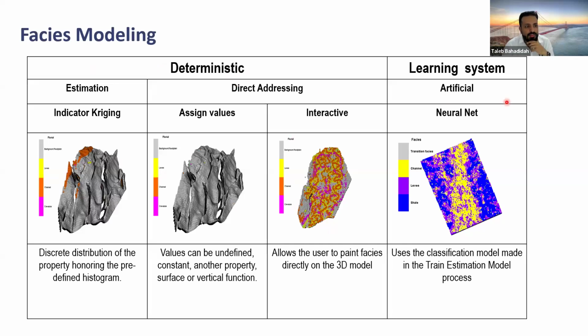We have learning systems, we have neural network. This is mainly used in predicting, for example, the facies. They use neural network, which classifies the model based on the trained estimation model process.